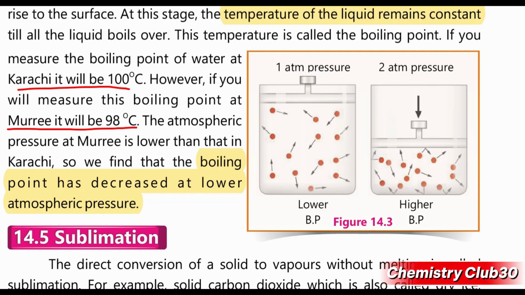Here you can see two containers. In one, we have atmospheric pressure, external pressure is 1 atmosphere, so boiling point will be lower. But when we have increased the pressure to 2 atmospheres, boiling point also increased.